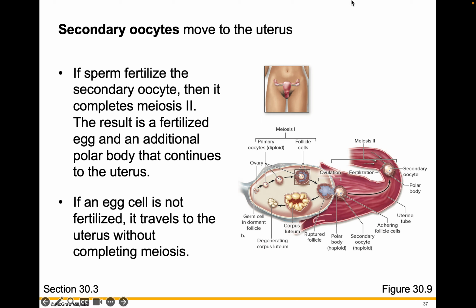All right, so secondary oocytes move to the uterus. If sperm fertilize the secondary oocyte, then it completes meiosis 2. The result is a fertilized egg and an additional polar body that continues to the uterus. If an egg cell is not fertilized, it travels to the uterus without completing meiosis.